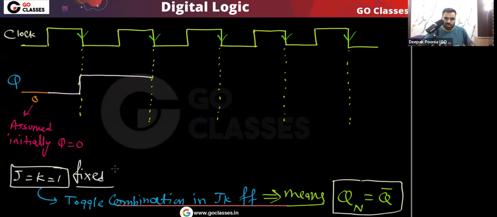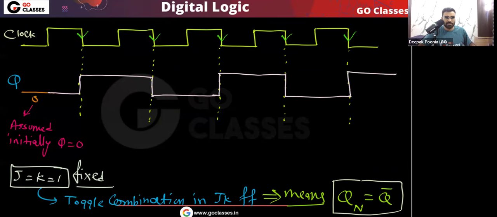Because JK equal to 1 1 is fixed, and this is the toggle combination. So at every falling edge this state will toggle. At this falling edge, because the present state is 1, the next state will become 0. Then before the next falling edge, again the JK flip flop will be inactive, it will not respond to the inputs and it will remain in its current state. At the next falling edge, again it will toggle because JK equal to 1 1 is fixed. The next state will be the complement of the present state. At this falling edge the present state is 0, so the next state will be 1. I hope you are getting the point that at every falling edge the state is going to toggle.